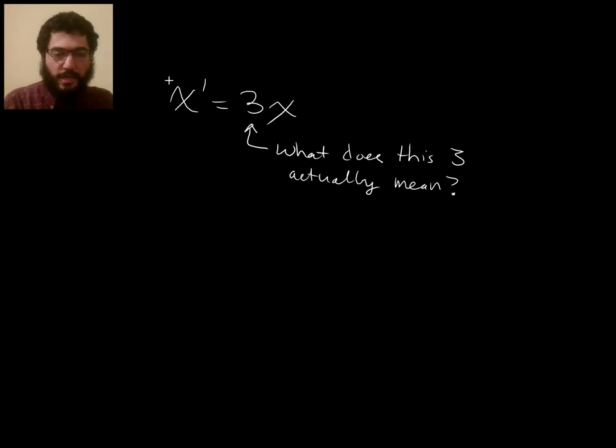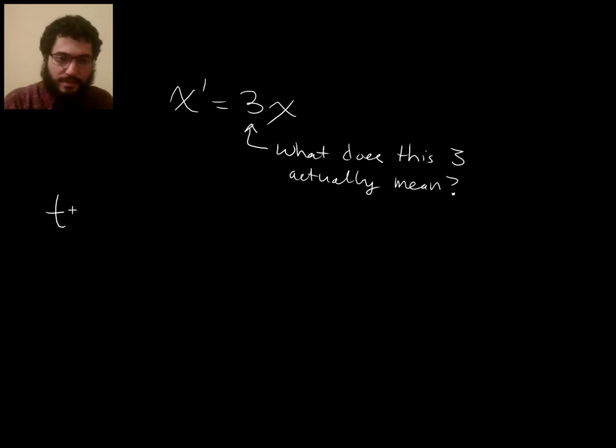So let's look back at our infection model from the last video. X prime equals 3x, where x is the number of infected people. Now I want to ask, what does this number 3 actually mean? First of all, it has units. So we cannot really say what it means unless we specify what the units are. And I'll explain in a moment why 3 must have units.